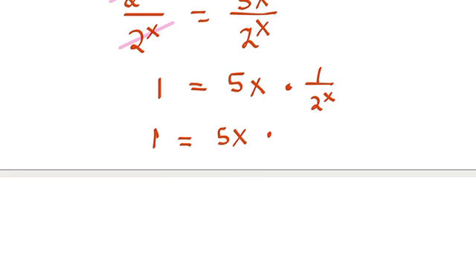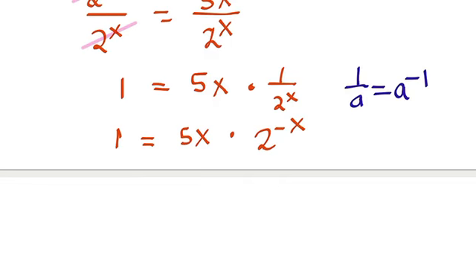If you recall from the law of indices, when you have 1 over a, this is going to be a to the power of minus 1. Understood? So the same thing we're going to do here. It is going to be 2 to the power of minus x. So we can rearrange this by taking the right hand side first, then multiplying by 2 to the power of minus x, then equals 1.